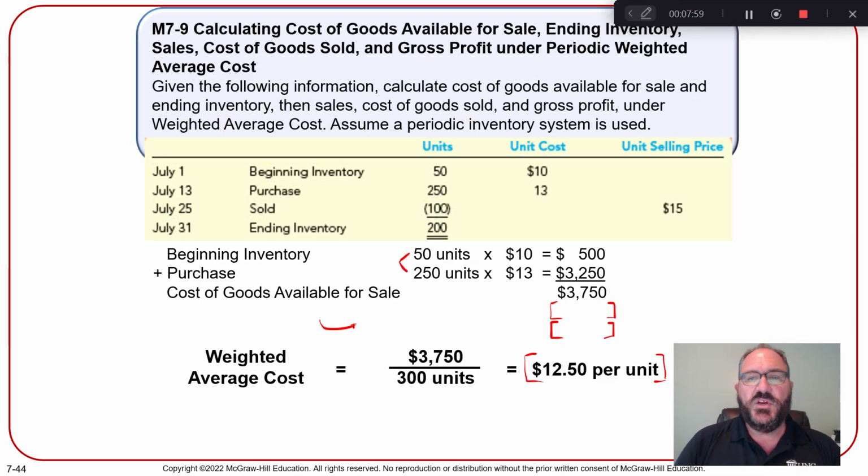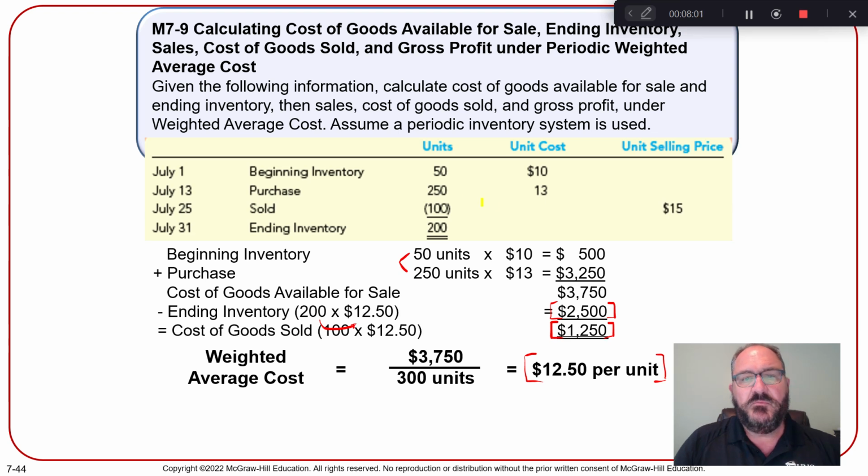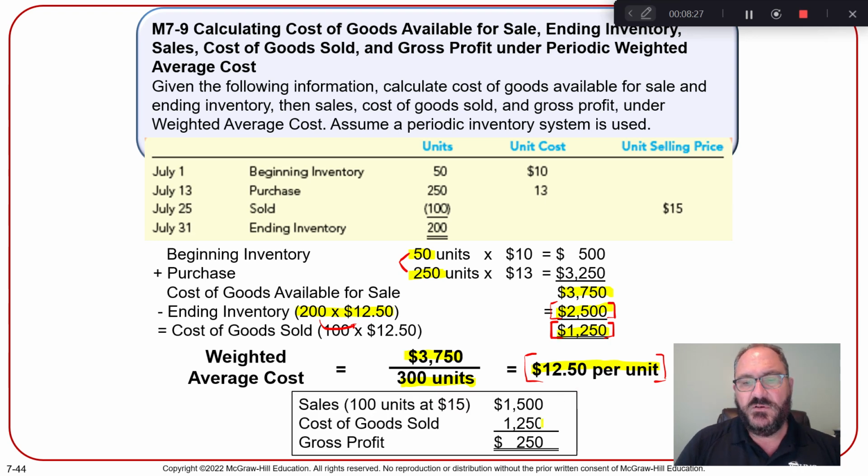Next thing, we're going to take a look at weighted average. So here we take all of the units, right? We have 50 units here, 250 here. That's the total value. So you take the total value divided by 300 units, and it's $1,250 per unit. Well, our ending inventory, we're going to wind up having 200 left at $1,250. That's $2,500. So our cost of goods sold is $1,250. And so our gross profit is $250.